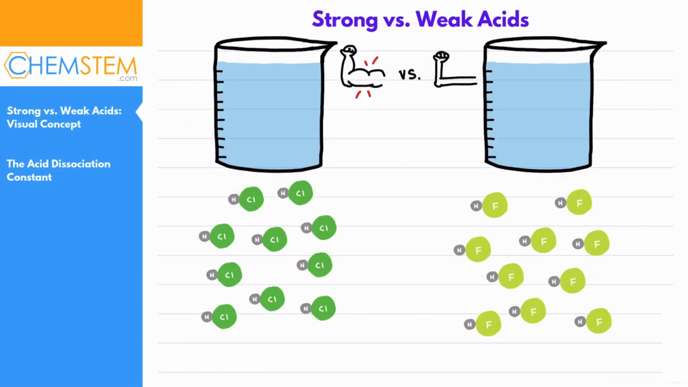So what's the difference between a weak acid and a strong acid? Let's think about a strong acid that's pretty common, which is hydrochloric acid, and then compare that to a weak acid, which is hydrofluoric acid. When you have a strong acid, the acid will basically completely dissociate or break apart.